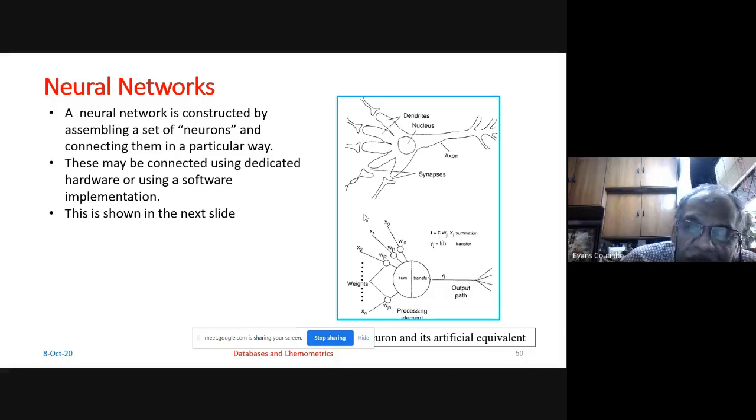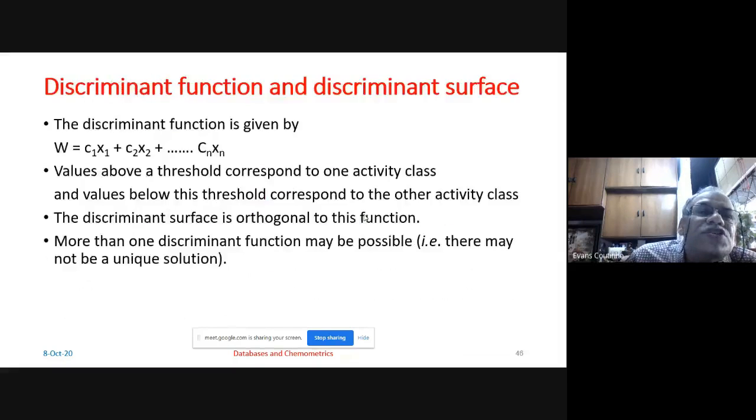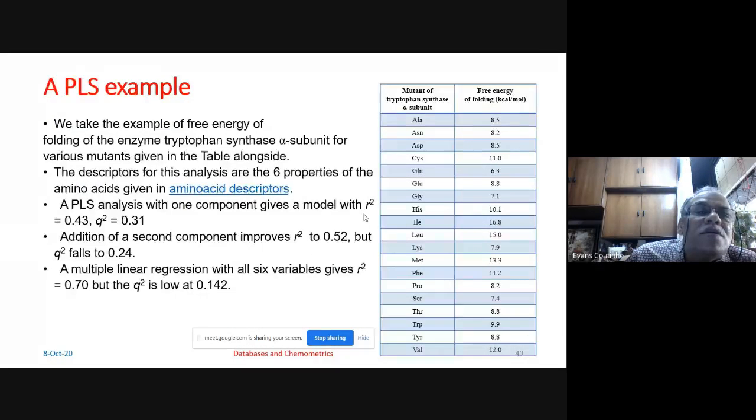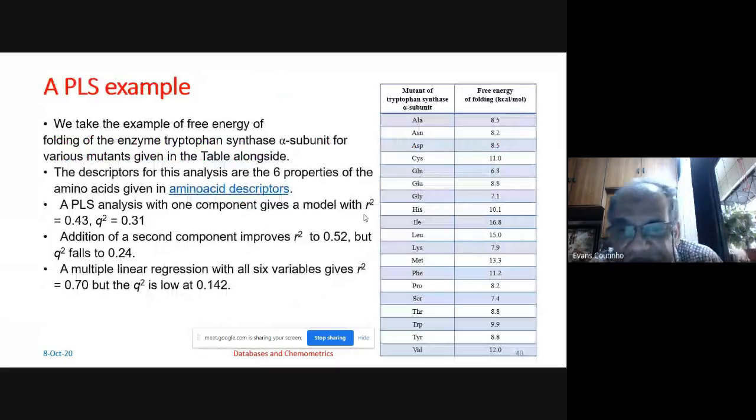I would have loved to talk about neural networks, but I'll have to skip it. Okay, so, Dr. Sandesh, are you there, Dr. Sandesh Loda? Sir, Bhavin here.